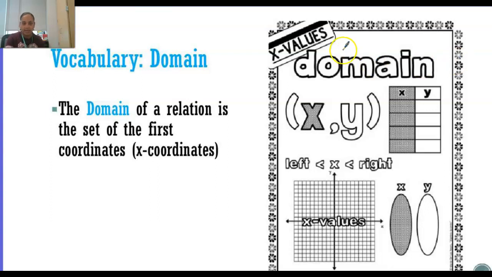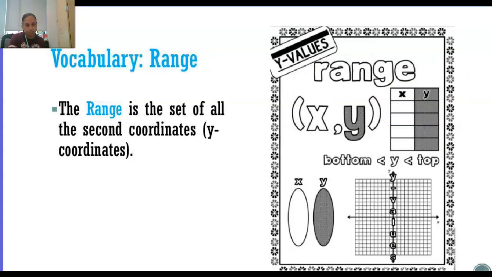For your domain, that's the set of X values in your relation. It's your X coordinates. So whenever we would write this, we would write your leftmost value and then your rightmost value with your X in between, for your inequality notation. It's across your X values on your graph. In your mapping, it's the X values, and in your table, it's the X values.